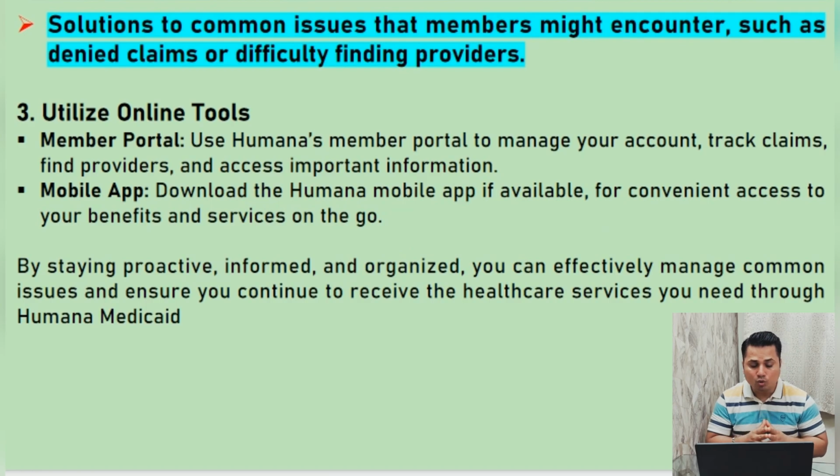Number three, utilize online tools. Member portal. Use the Humana member portal to manage your account, track claims, find providers, and access important information. Mobile app. Download the Humana mobile app if available for convenient access to your benefits and services on the go. By staying proactive, informed, and organized, you can effectively manage common issues and ensure you continue to receive the healthcare services you need through Humana Medicaid.